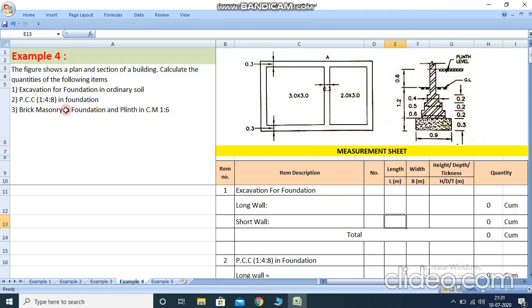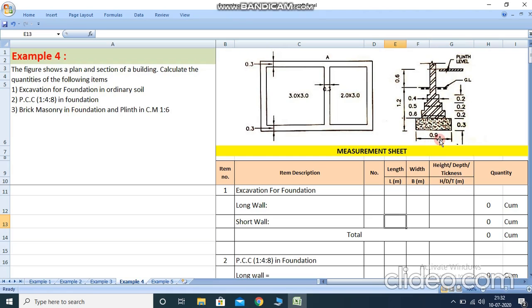Now in this example, the figure shows the plan and section of the building and we calculate the quantity of the following items. We find out 3 things in this example. First is the excavation for a foundation in ordinary soil. Second, we find out the PCC work in a foundation. Here, see this cursor point, is the PCC work in a foundation.